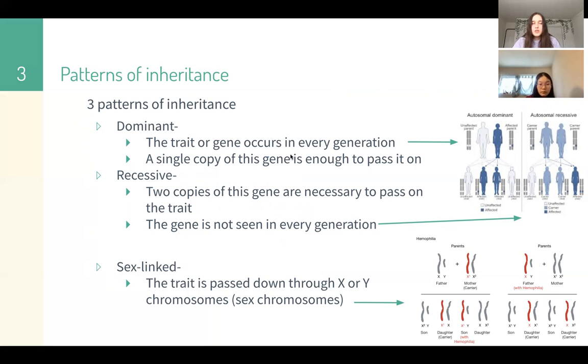And so you can kind of think of it as stronger than the recessive gene, which is the second pattern. So you need two copies of this gene to pass on the trait, and it's not seen in every generation. And then the third one is sex-linked, so that means that the trait is passed down through X or Y chromosomes, also known as sex chromosomes. And you can see all three of these in the picture.